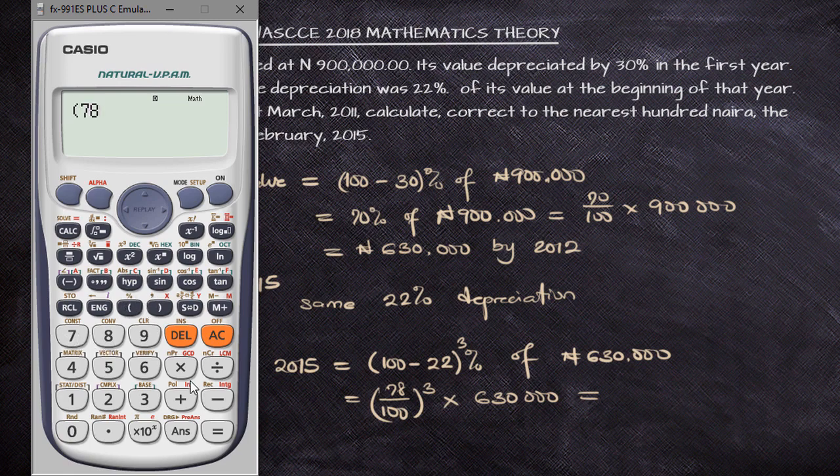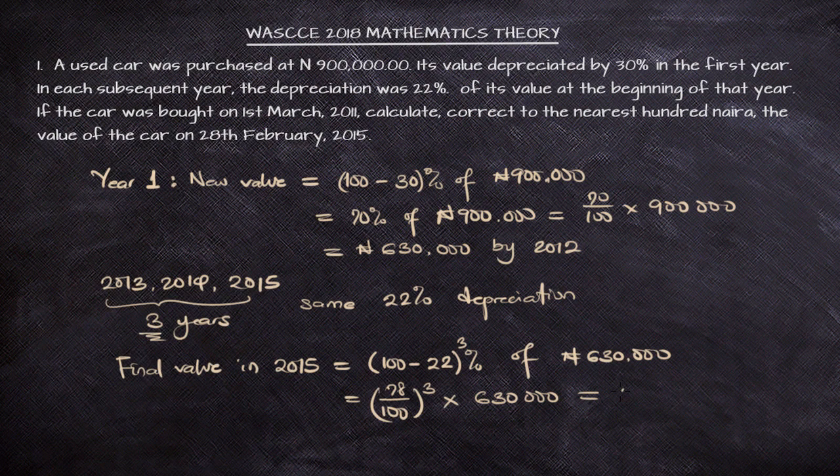78 divided by 100 raised to power 3 multiplied by 630,000. That will give us 298,976 naira and 76 kobo. Right?